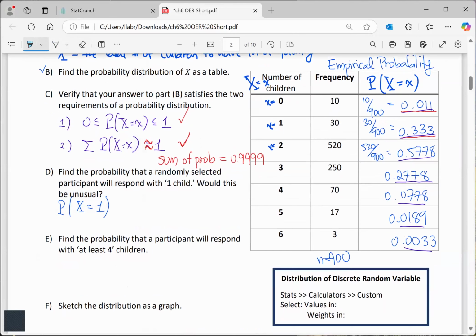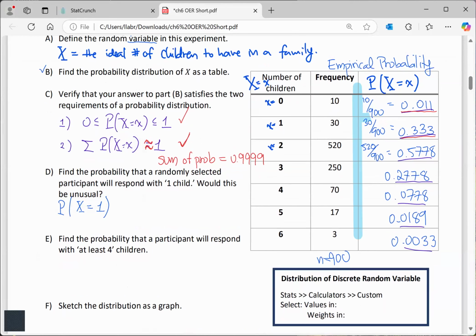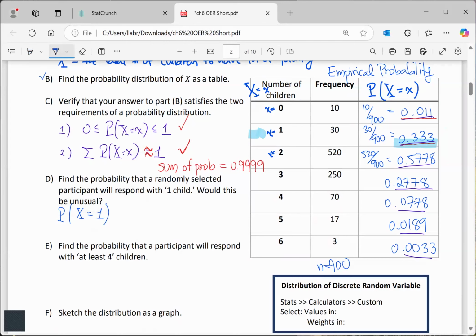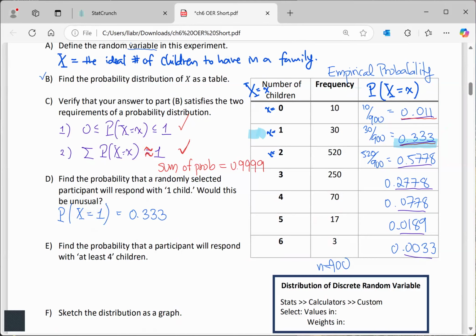look at my table. Here is the probability that my random variable, oh no, that's wrong. That's not the correct probability, sorry. I want 1, which is right here. So it's going to be 0.33. Ooh, I actually forgot a 0, so there should be a 0 in here. 0.033.